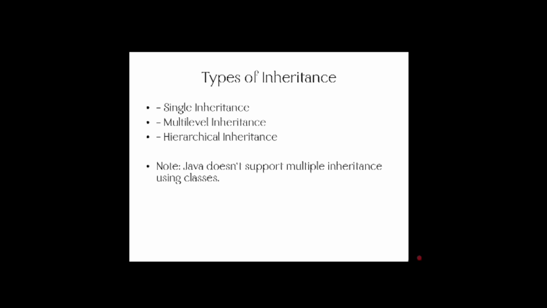The first one is single level inheritance, that is also called single inheritance. Single inheritance in Java is a fundamental concept where a subclass inherits from only one superclass. This means that the subclass can acquire the properties and methods of the superclass, enabling code reuse and extension of existing functionality.